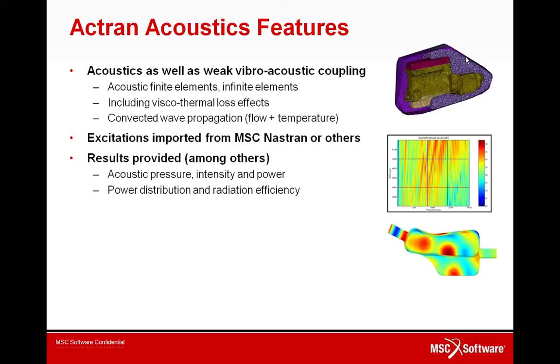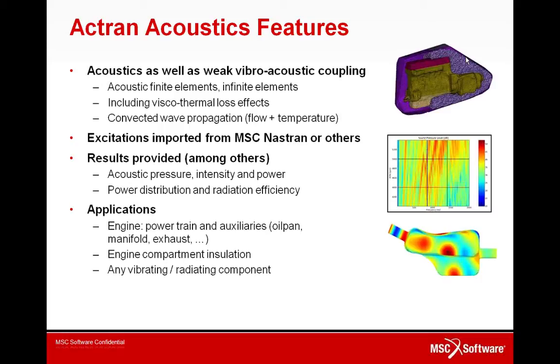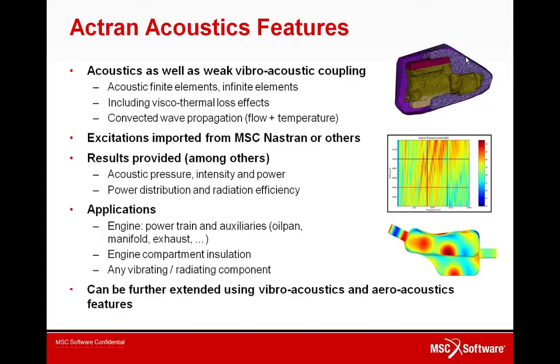The typical information that will be computed by Actran is, for instance, the acoustic pressure or the acoustic intensity at any point of the system, or Actran will compute the global radiated power by the source. Based on that information, we can also access, for instance, the power repartition or compute the radiation efficiency. The typical application examples are the acoustic propagation in intake or exhaust lines, or the acoustic radiation from vibrating structures like a car engine or a gearbox. And all these features can be complemented by other features like vibro-acoustic or aero-acoustic features to solve more advanced problems.